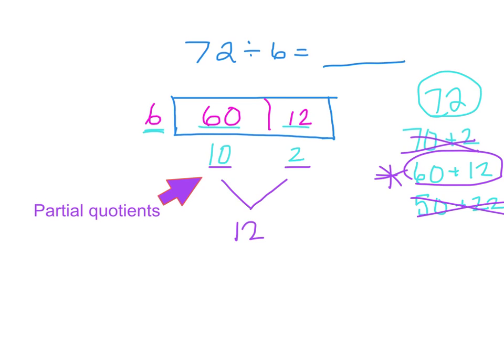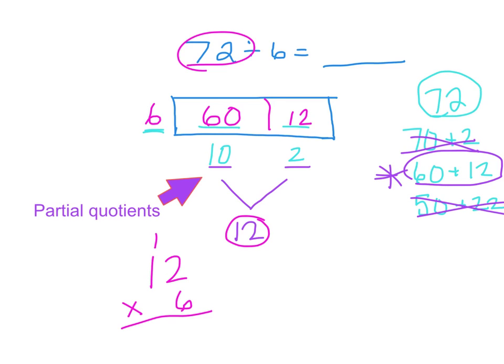I can check my work, and I should, by taking my quotient, 12, and multiplying it by 6, and I should get my dividend. 6 times 2 is 12. 1 goes up, 2 goes down. 6 times 1 is 6, plus 1 more is 7. Since I got 72, I know that my answer is correct.